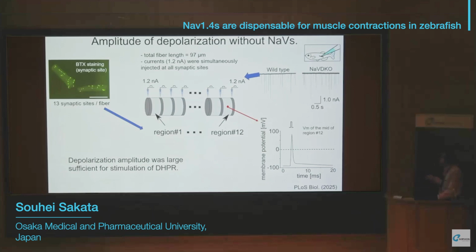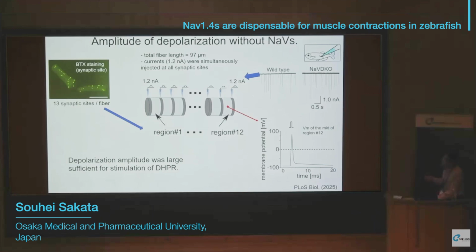To estimate amplitude, we need the number of synaptic sites and the synaptic input amplitude. The input amplitude is estimated by recording miniature end plate current. We recorded the current, and it is estimated to be 1.2 nanoamps on average. Here is a picture of the fibers, and these green spots mean the synaptic sites. We counted the number of synaptic sites per fiber.